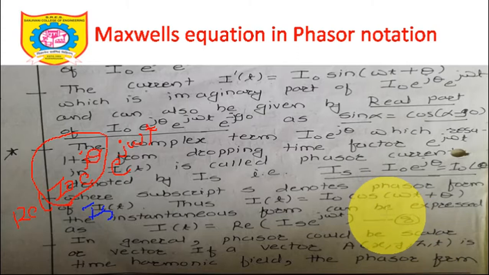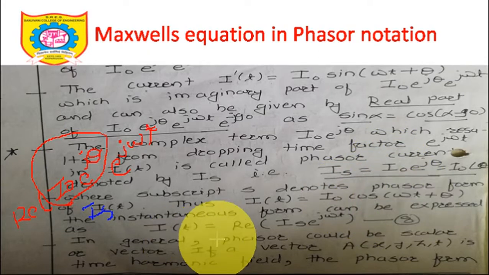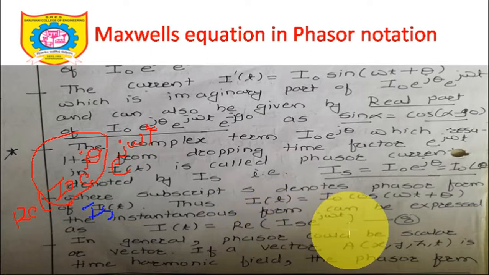You want to replace this theta. Theta may be a function of time and space, we already discussed that. So i(t), which is I0 cos(omega t plus theta), can be represented as the real part of Is e raised to j omega t. That's it. In general, a phasor could be a scalar or a vector. If a vector A(x, y, z, t) is a time harmonic field, it can be represented in phasor form as As.